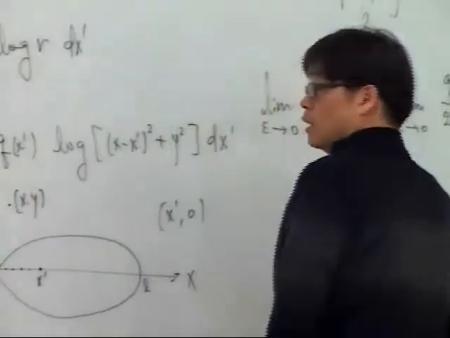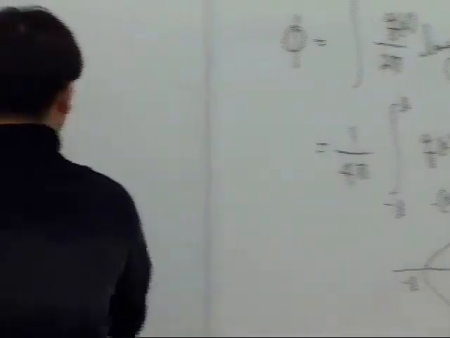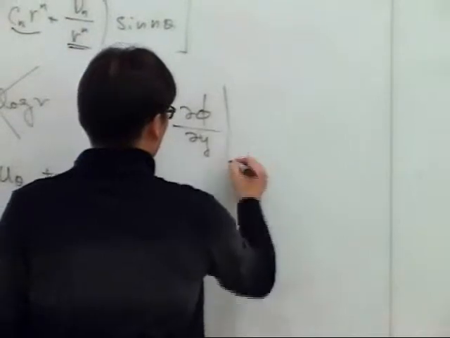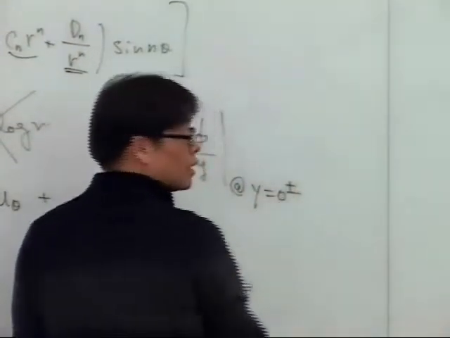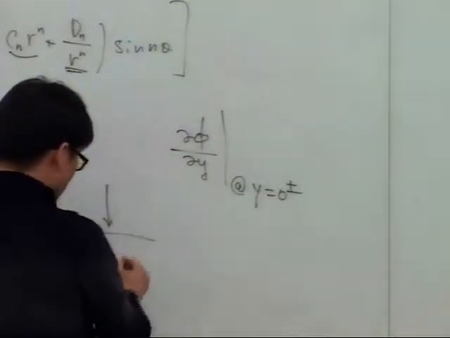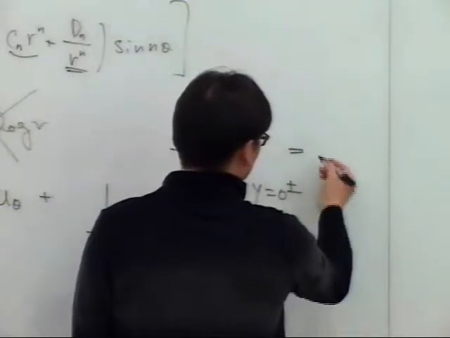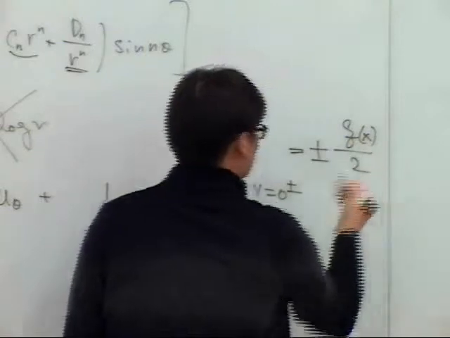So at the end, d phi dy at y equals 0, let me put plus and minus because it depends on whether you're going from here to here or here to here, is equal to plus and minus q of x divided by 2.